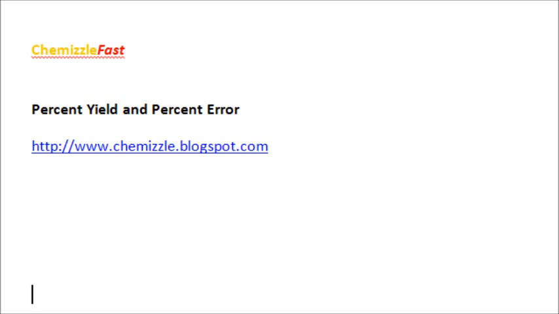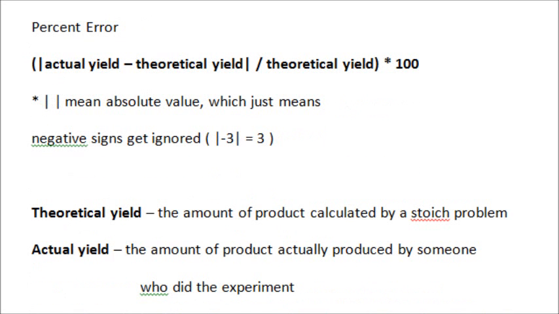Today we'll be doing percent yield and percent error. Alright, let's go. First, we'll be doing the percent error. The equation for percent error is the absolute value of actual yield minus theoretical yield, divided by theoretical yield, times 100. The absolute value just means negative signs get ignored. So, like, the absolute value of negative 3 is 3.